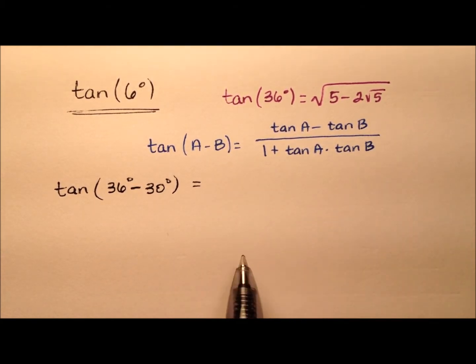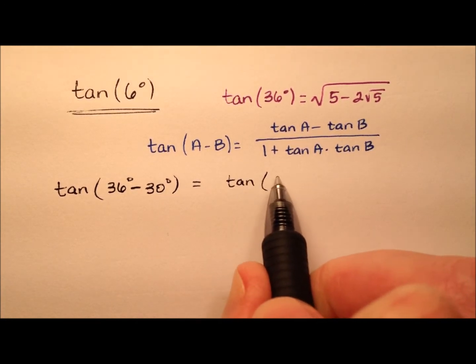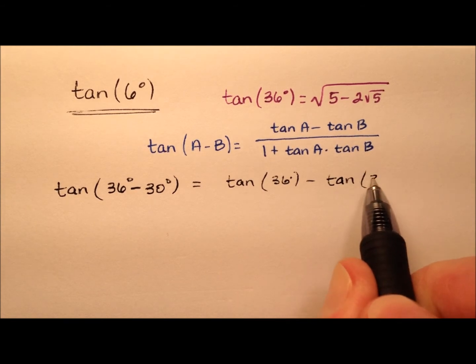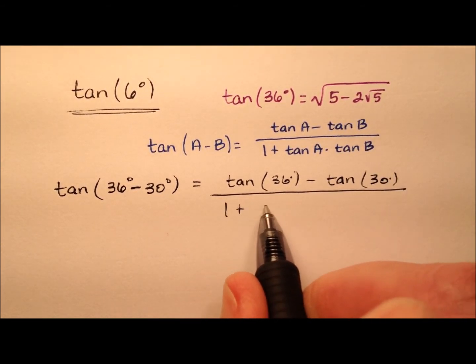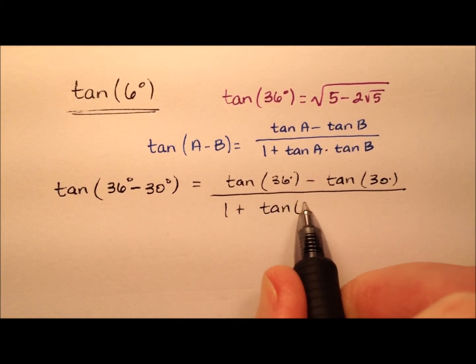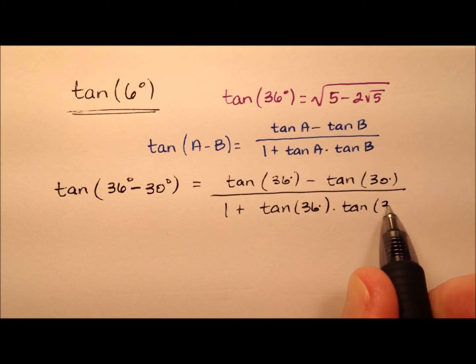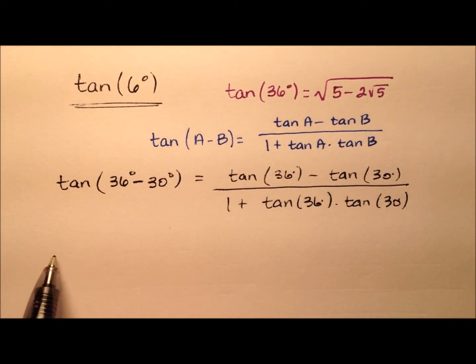Okay, so this expansion is going to be the tangent of the first one, so 36 degrees, minus the tangent of that second one, 30 degrees, all over 1 plus, and it's going to be the product of these two. So the tangent of 36 times the tangent of 30. So this is what this expression is going to look like.